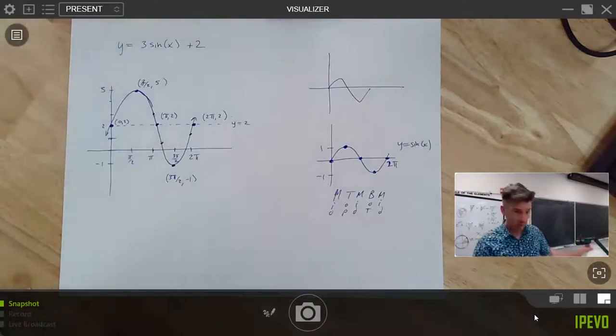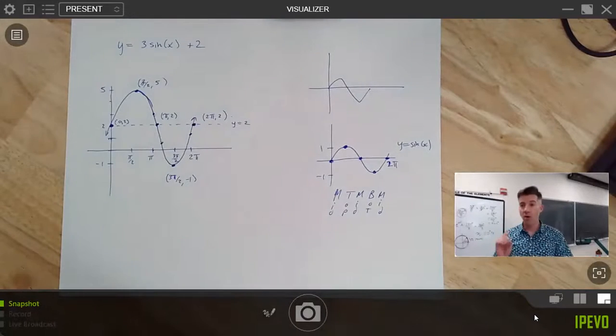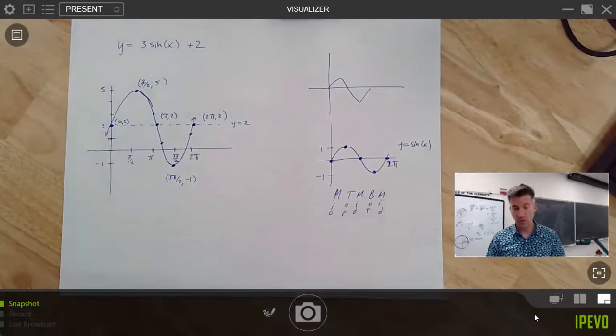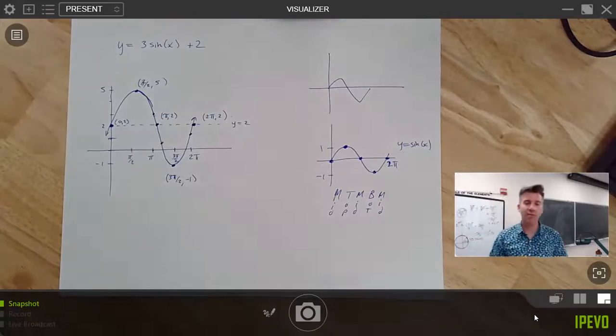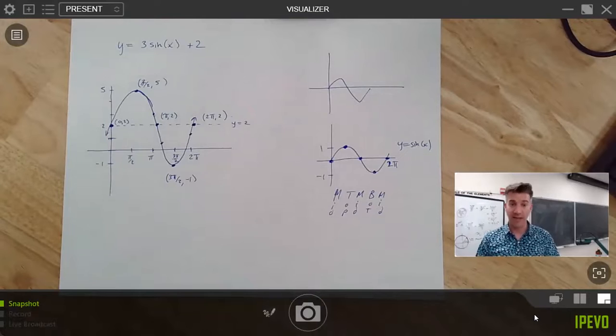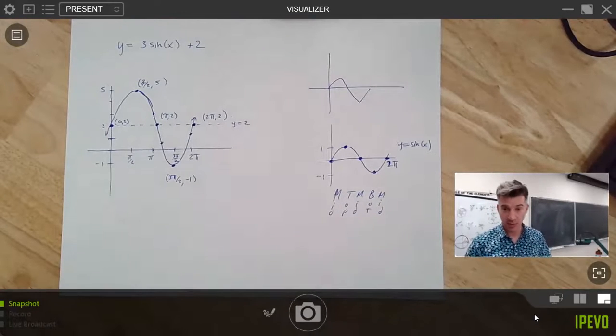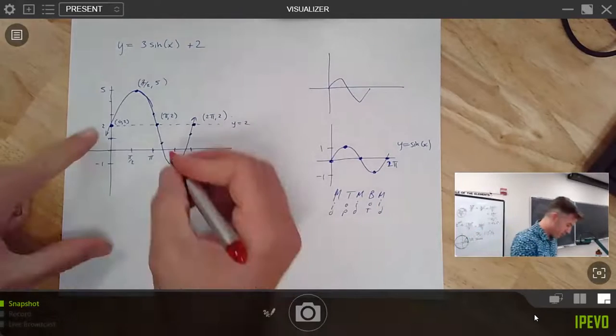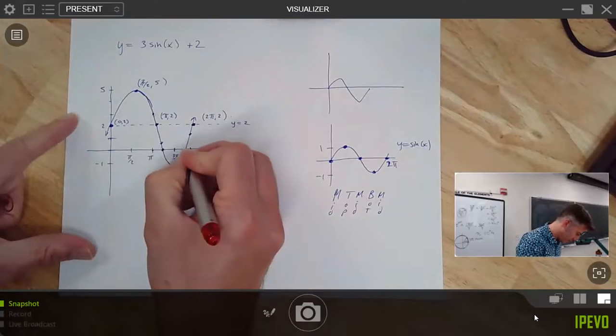I should also mention, most of the times in your future, I would say 80 to 90% of the time when you graph a thing, someone's going to ask you to find the x-intercepts as well as the y-intercepts. This is definitely an exception to that. There is absolutely zero need for me to have you find this x-intercept and this x-intercept.